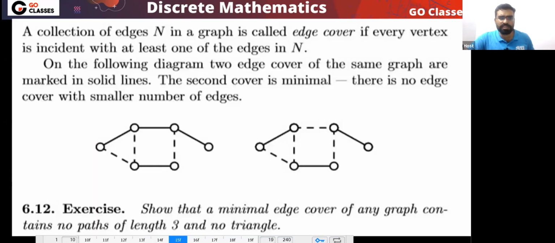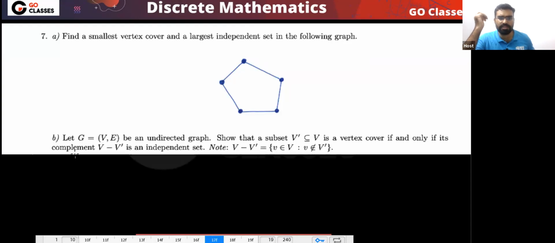So actually this was a university question. You can notice that they have given the definition, and then they are asking to show that a minimal edge cover of any graph contains no path of length 3 and no triangle. Okay, so this question we have done. In the last class we have seen that if V dash is a vertex cover, then V minus V dash will be an independent set.